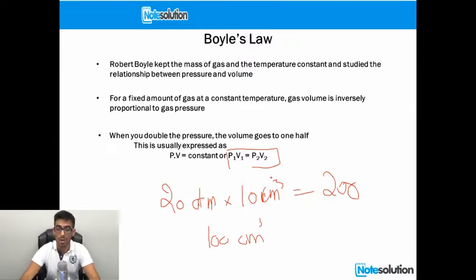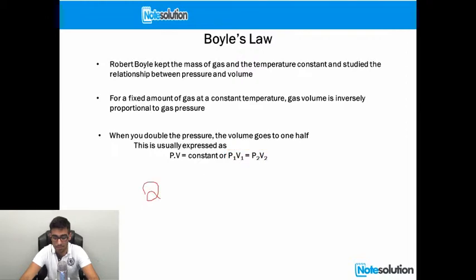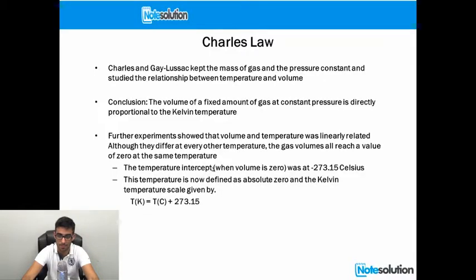So how you could use this equation is you put in P1 V1, and you put P2, which we don't know, and V2, which we know. So you put the numbers down: 200 equals P2 times 100. So now P2 would equal 2 atmosphere. So you see there's a relationship between those two values, and it will most likely be a question on the exam, but it's going to be probably straightforward.